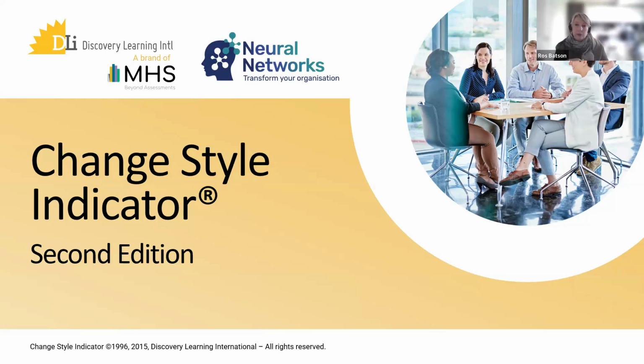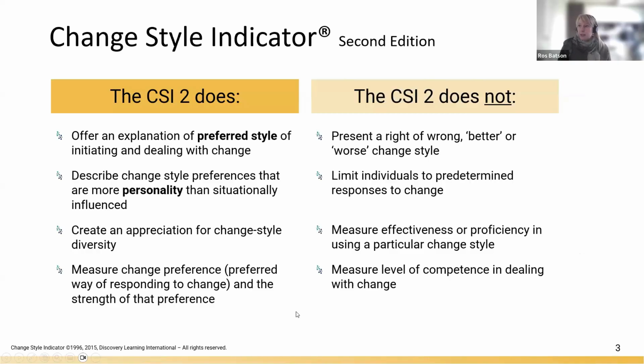It's really helpful with a leadership team because then they can see which one of us is going to be more gung-ho about the change and which one of us is going to be a little bit more conservative. And then how do we work together knowing that about each other? Because there's benefits to every style and of course there's a downside to every style. So the CSI2 does offer an explanation of your preferred style.